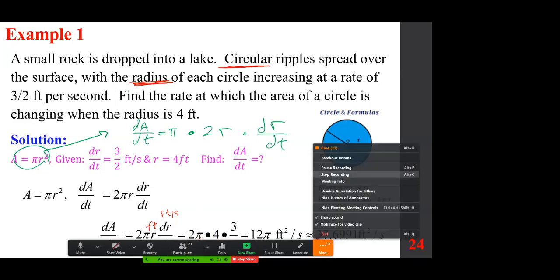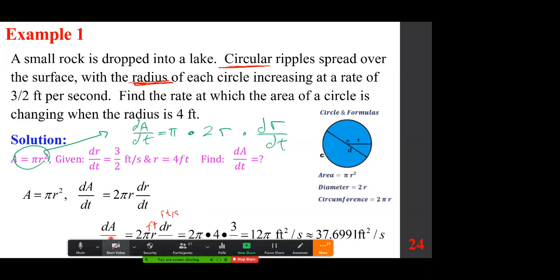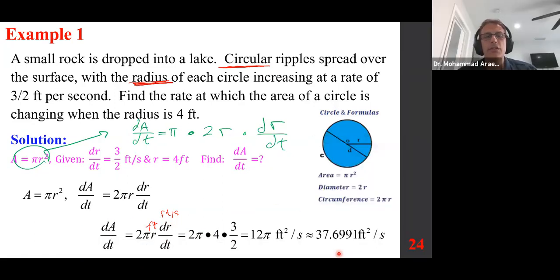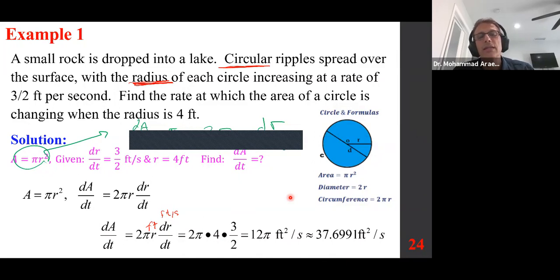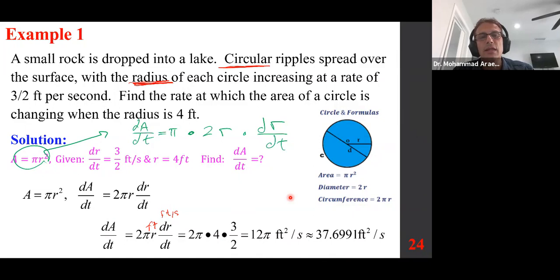So we substitute dr/dt for the rate at which the circle is increasing. Absolutely, always. dr/dt, that is referring to the rate. Remember the rate, and in this case, of course, is the instantaneous rate.